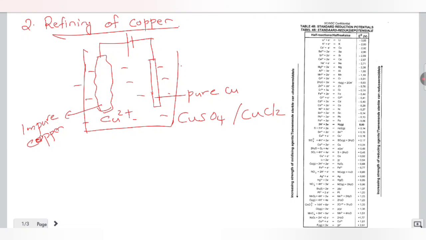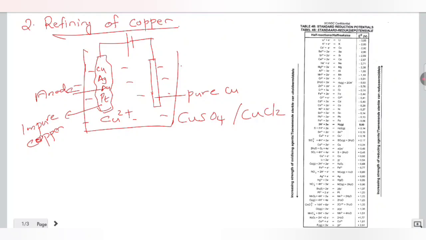Now what is going to happen here is, when you are connecting it to the cell, oxidation and reduction will take place. At the anode, oxidation is taking place. Now it's an impure copper. Impure copper means it has impurities. We have copper in it here. Also we have silver, we have gold, we have platinum. Usually these are the three impurities. Sometimes we do have zinc or any other substance, but usual impurities are gold, silver and platinum.